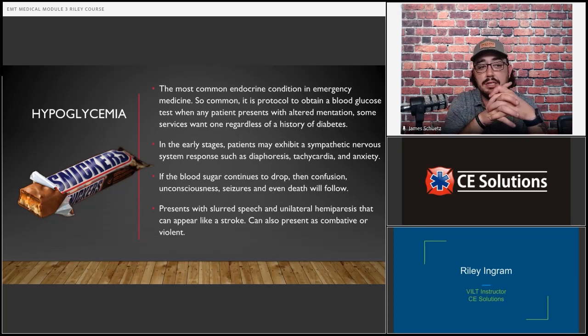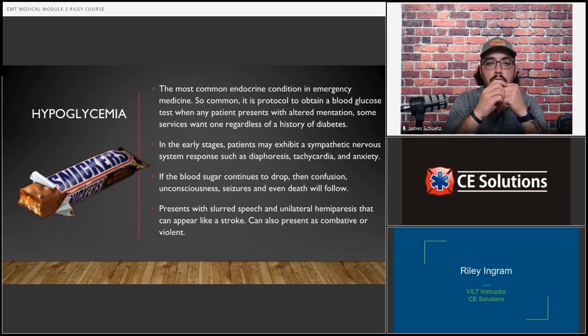In the early stages, these patients may exhibit a sympathetic nervous system response such as diaphoresis, tachycardia, and anxiety. And if the blood sugar continues to drop, then confusion, unconsciousness, and then seizures, and eventually death will follow. These patients present with slurred speech and unilateral hemiparesis that can appear like a stroke. Okay, they can also present as combative or violent. All right, that's not uncommon. If their sugar's low and they're altered, they can be violent. As soon as you get the sugars up, 9 times out of 10, they're good though.